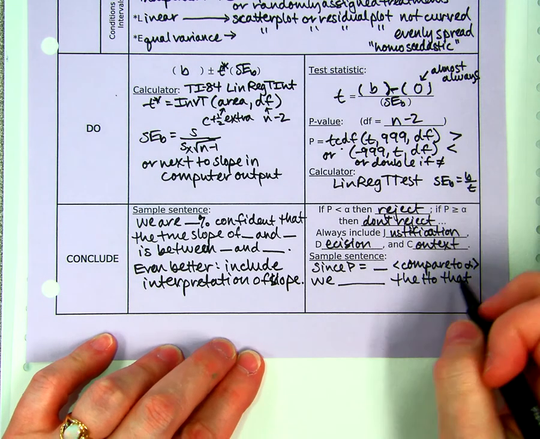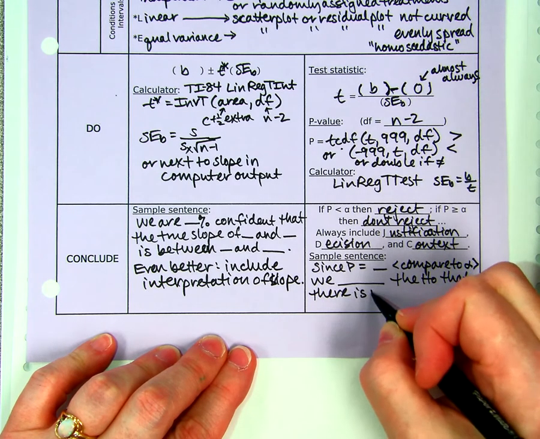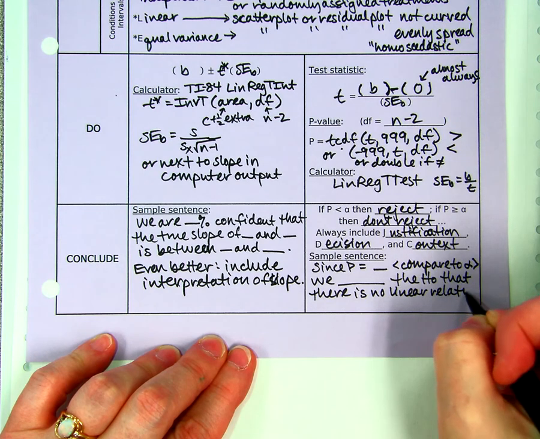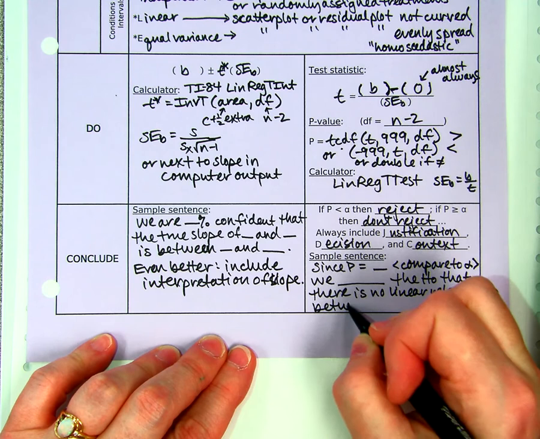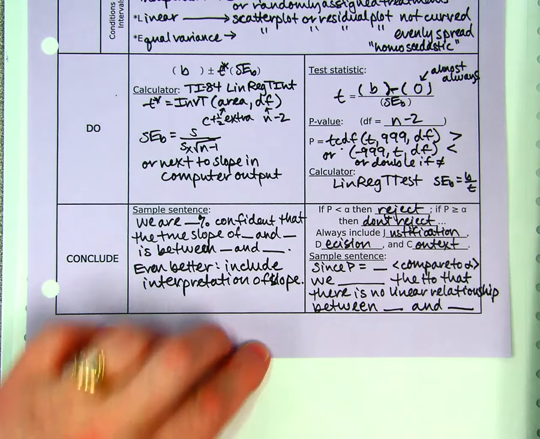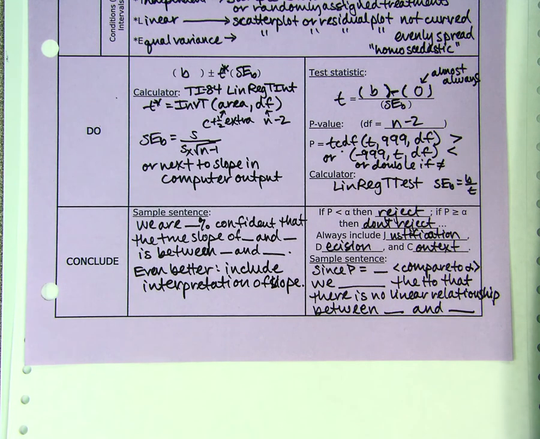And the easiest way to write this is that there is no relationship, or even better, there is no linear relationship between, name your two variables. You could also say the null hypothesis that the true slope is 0, but you'd still have to name your variables in there somewhere. And possibly conclude that there is a relationship. I'm not going to write that part because I'm out of space.